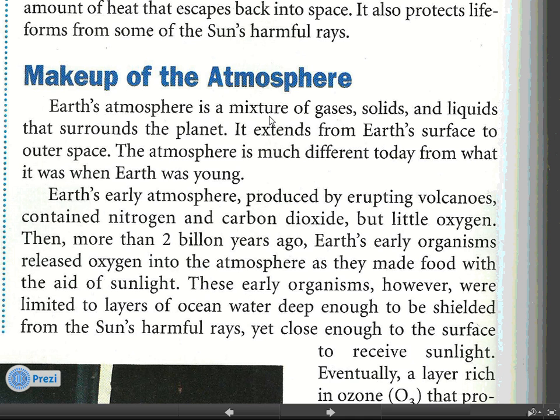All right. The Earth's atmosphere is a mixture of gases, solids, and liquids. It surrounds the planet. It extends from Earth's surface to outer space. The atmosphere is much different today from what it was when Earth was young. Earth's early atmosphere, produced by erupting volcanoes, contained nitrogen and carbon dioxide, but little oxygen. Then, more than 2 billion years ago, Earth's early organisms released oxygen into the atmosphere as they made food with the aid of sunlight. These early organisms, however, were limited to layers of ocean water deep enough to be shielded from the sun's harmful rays, yet close enough to the surface to receive sunlight.